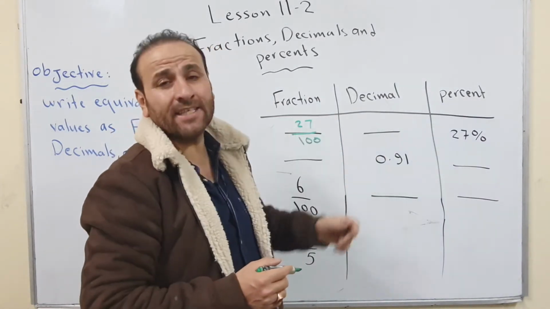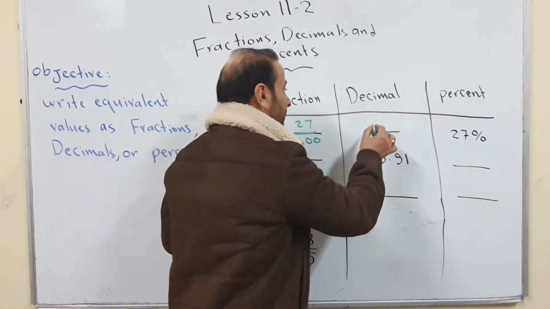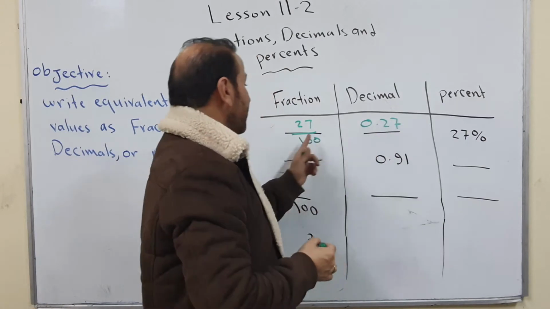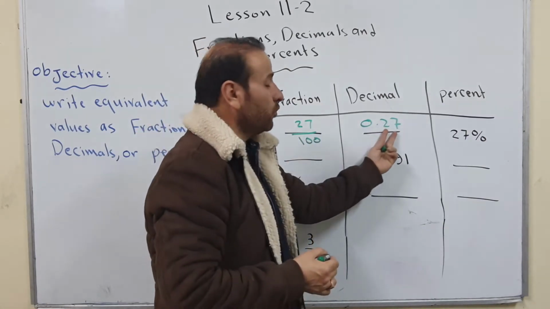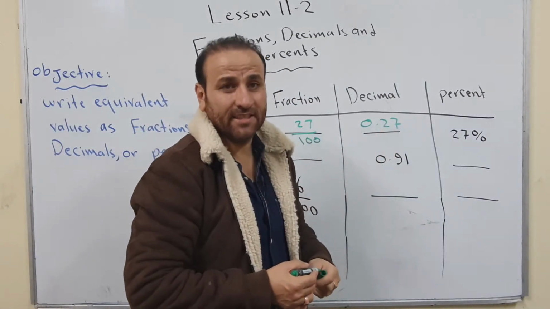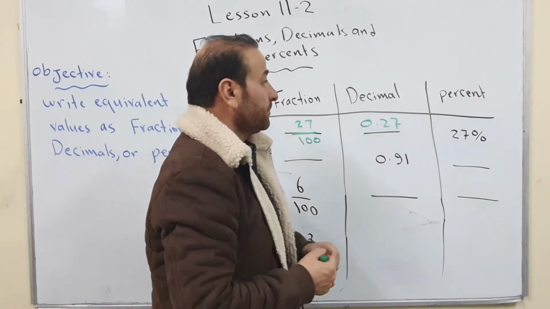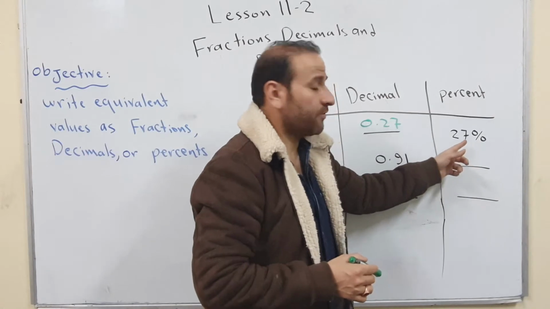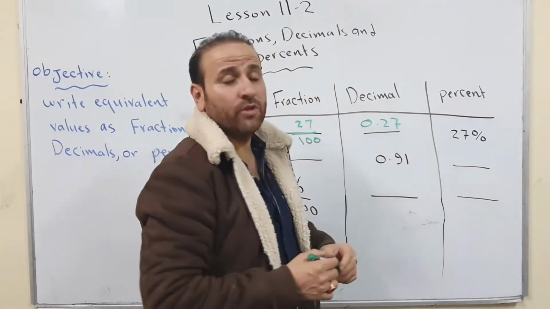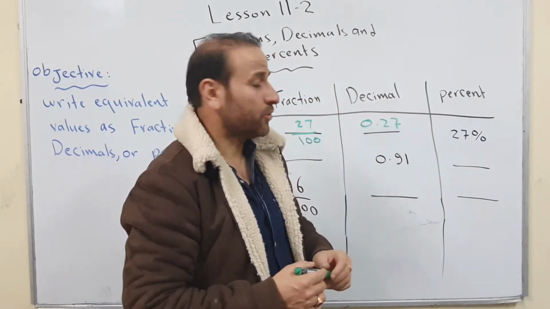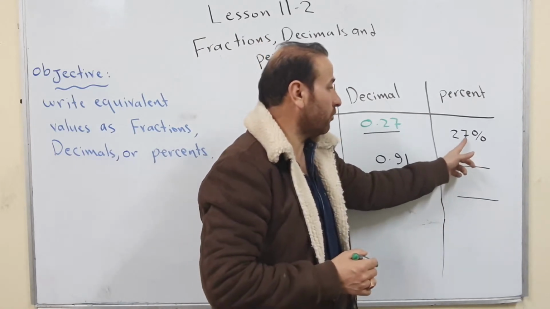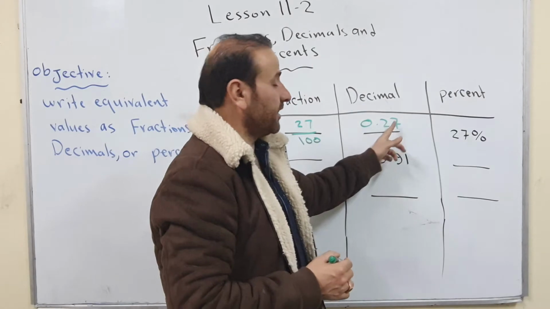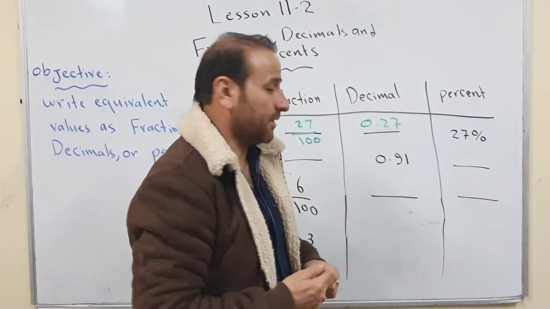So to write it as a decimal, it's easy to write 0.27. Look here, because it is out of 100, we need two decimal places. So we write 0.27. Another way, to change from percent to decimal, we just divide by 100. So we put the point and move it twice to the left. It becomes 0.27 as a decimal.